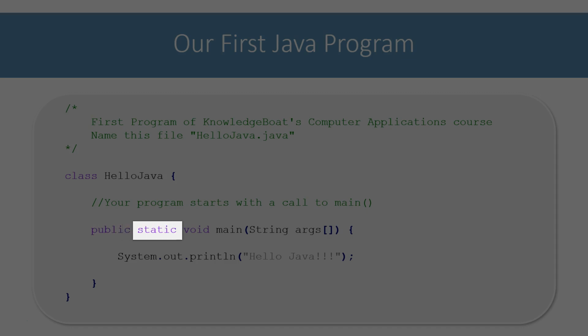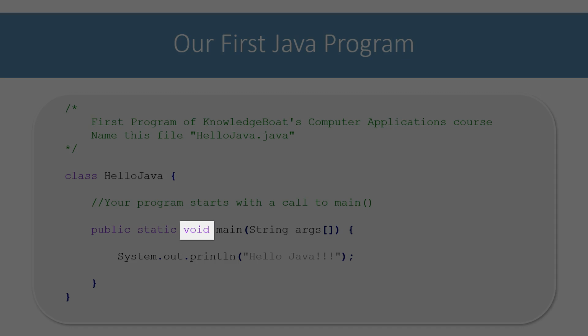Next comes the keyword static. When a method inside a class is declared as static, it can be called without creating the object of that class. Main method needs to be declared as static because it will be called by the Java virtual machine to start the program even before any object of the class HelloJava can be created.